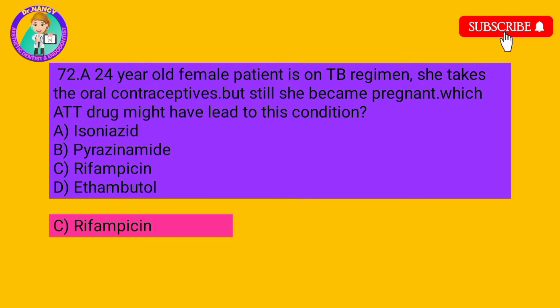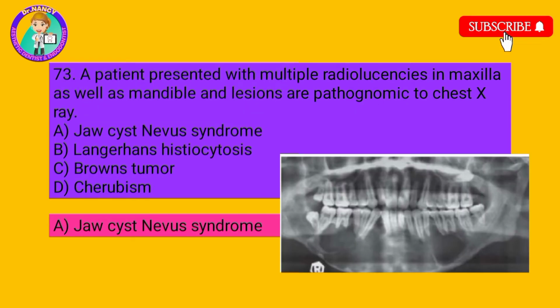A 24-year-old female patient is on tuberculosis regimen. She takes oral contraceptives, but still she becomes pregnant. Which ATT drug might have led to this condition? Isoniazid, pyrazinamide, rifampicin, ethambutol. Answer: rifampicin.